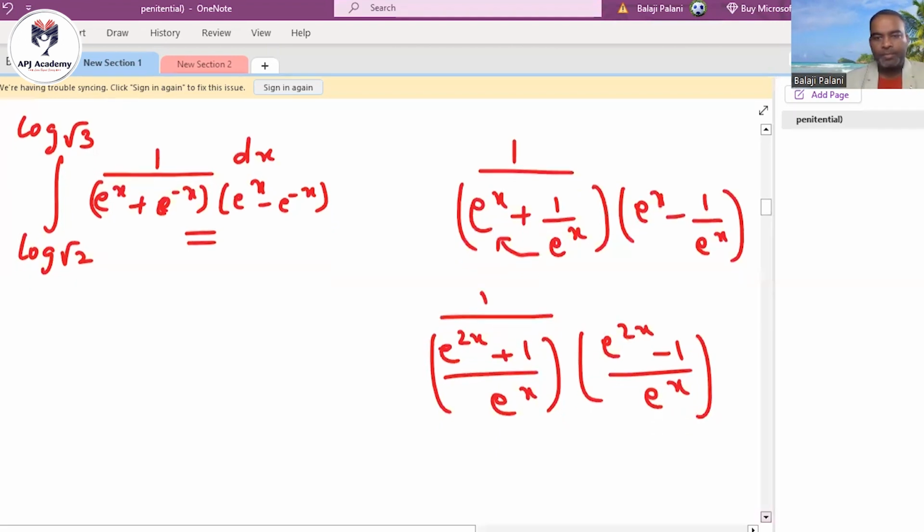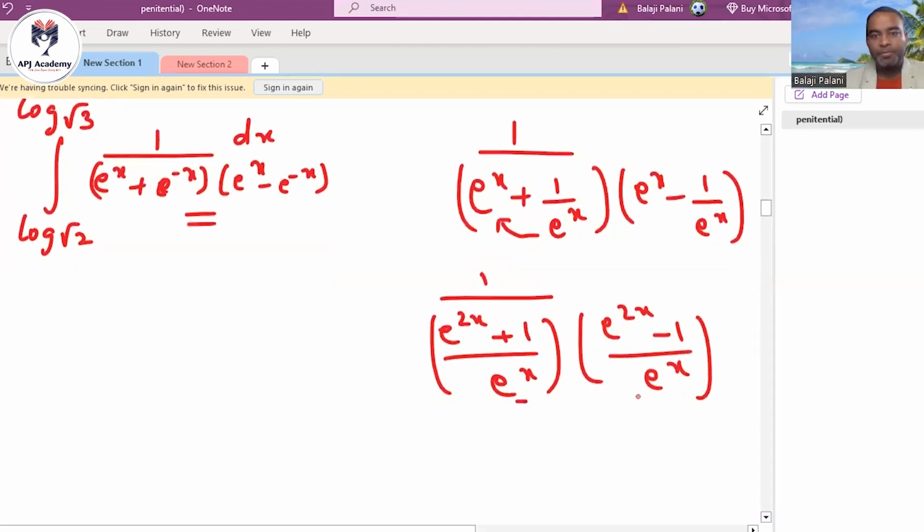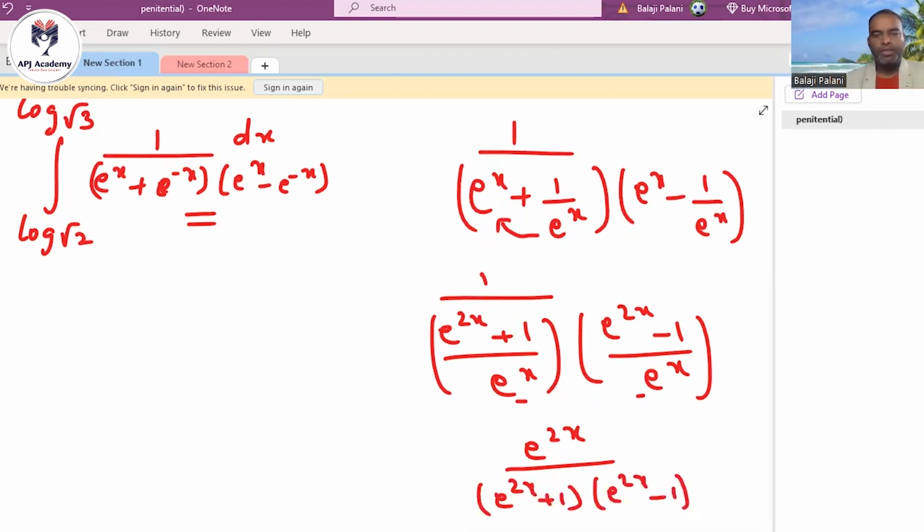Okay, so next என்ன பண்ணலாம்? This e power x into e power x using laws of exponents, it becomes e power 2x, and that is being reciprocated. மேலே கொண்டு போனீங்கன்னா it becomes e power 2x by e power 2x plus 1 into e power 2x minus 1. Okay, so ஓரளவுக்கு simplify பண்ணி become பண்ணுறோம். இப்போ அதை இந்த இடத்துல கம்ப்ளீட்டாக சப்ஸ்டியூட் பண்ணி அரேஞ்ச் பண்ணலாம். But before that we will just take e power 2x as t.